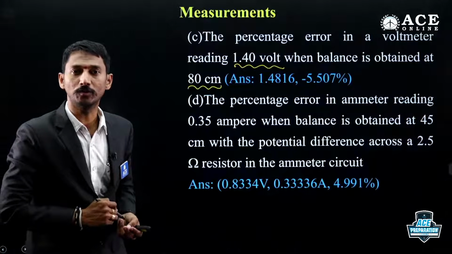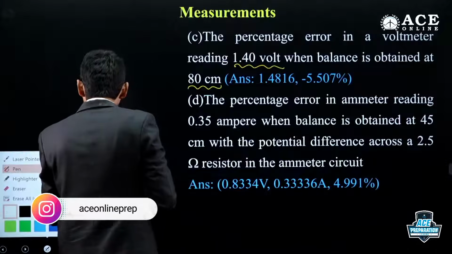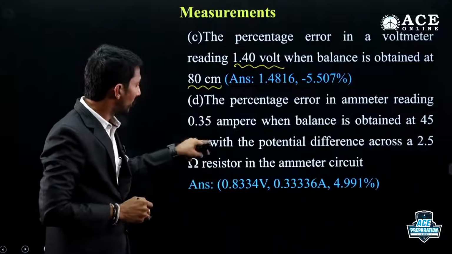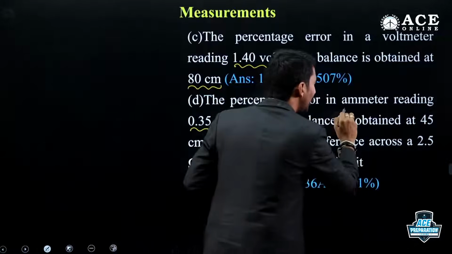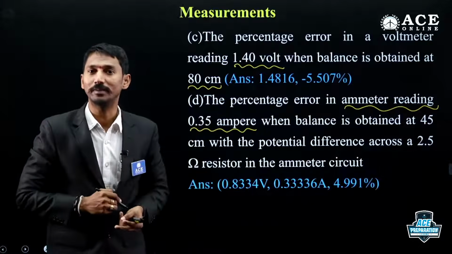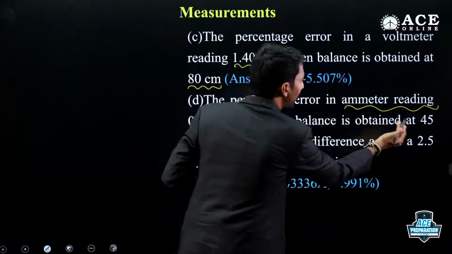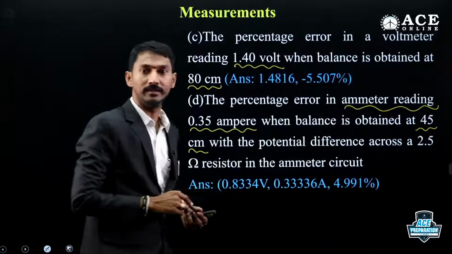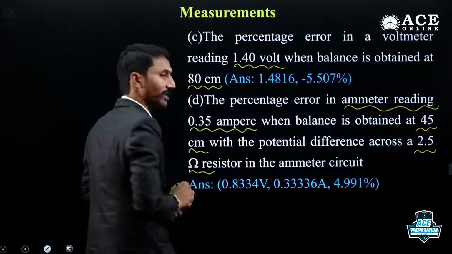In the ammeter circuit. What is he asking? The percentage error in the ammeter reading. In the earlier question, related to the voltage, he asked the error. But now, related to the current, he is asking the error. Therefore, what is the ammeter reading he observed? Current measured, he observed, is 0.35 amperes. When balance is obtained at 45 centimeter, okay, at which centimeter? 45 centimeter. And the potential difference is across the resistance given as 2.5 ohm.